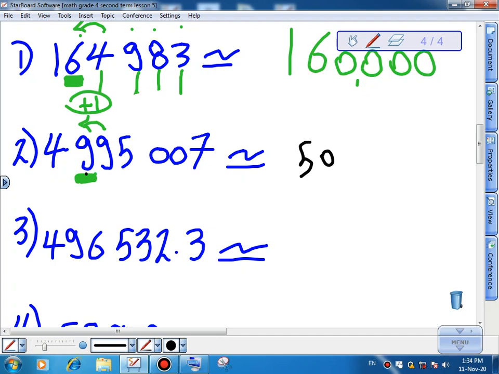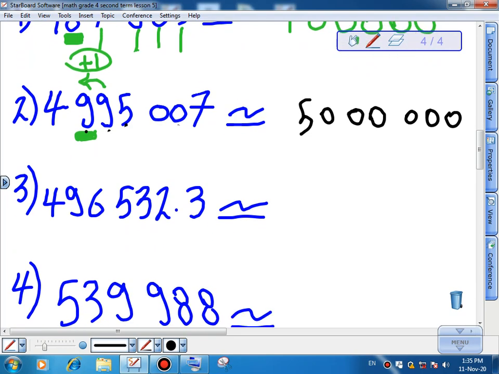And the other digits on the right side of the 100,000 place, which are the 10,000s, thousands, hundreds, tens, units, will be replaced by 0. 9 will be 0, 5 will be 0, 0, 0 and 0. It will be 5 million. 5 million is the nearest to 4,995,007.